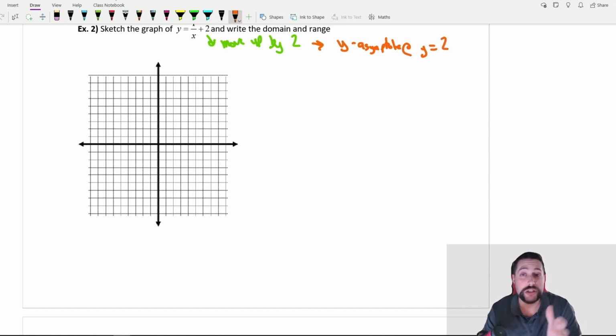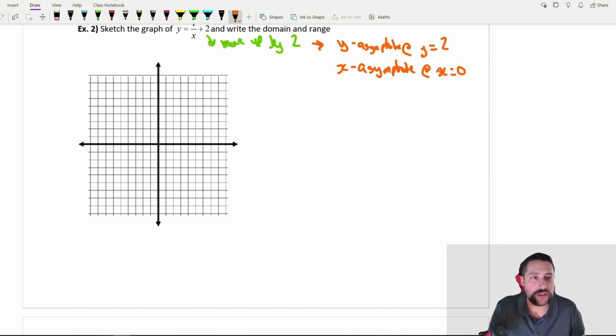Okay, so the y asymptote is now at y is equal to 2. That graph has been picked up and moved up, so the y asymptote is now at y equals 2, which means our x asymptote, so our vertical asymptote, will be at x is equal to 0. Okay, so let's go ahead and draw those out. So we have our x is equal to 0, and now we also have our y is equal to 2.